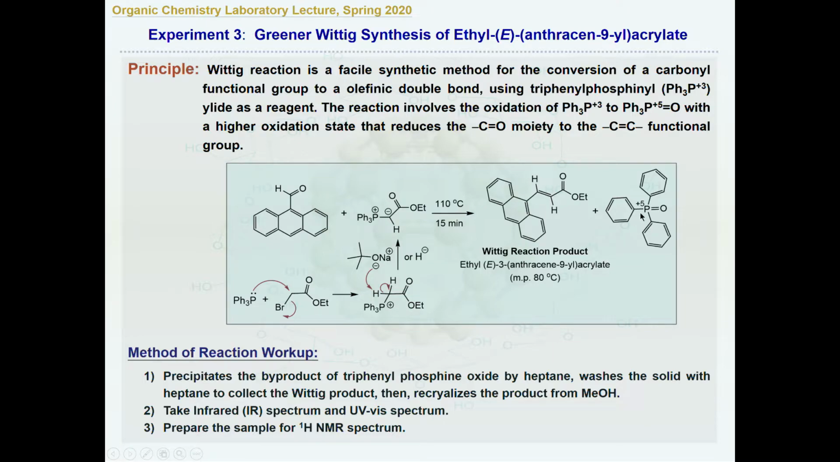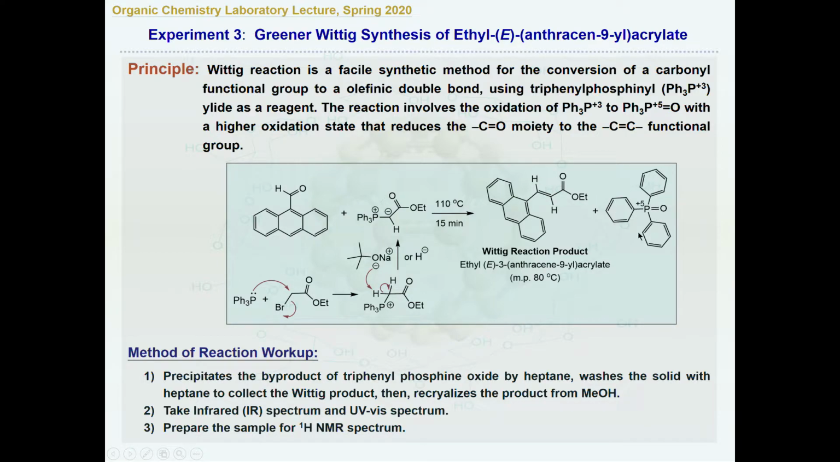First of all, you have to separate it from the byproduct, which is the powder. So we use heptane to extract the product. It turns out the product is more soluble in heptane than the phosphine oxide.